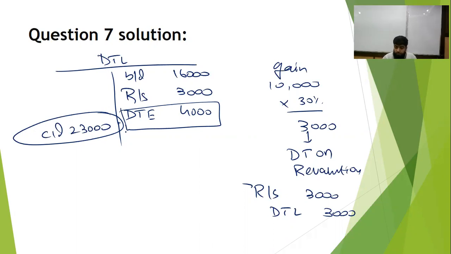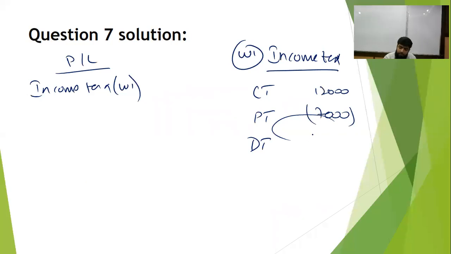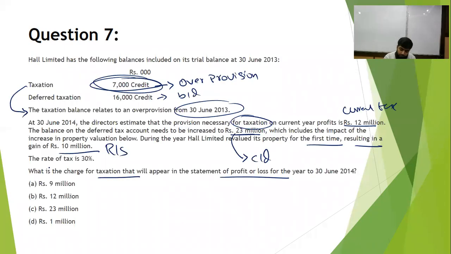It means we will not recognize the 7,000 as a deferred tax expense. I told you the deferred tax expense that will be recognized in P&L is 4,000 because 3,000 is the deferred tax on revaluation surplus, and hence it will not be charged to P&L. So if we are preparing the income statement, deferred tax expense for the year will be recorded as 4,000 and not as 7,000. So the total income tax that will be reported is 12,000 plus 4,000 minus 7,000. This will make 9,000 as income tax to be reported in P&L. So the correct answer will be A, that is 9 million will be reported in P&L.